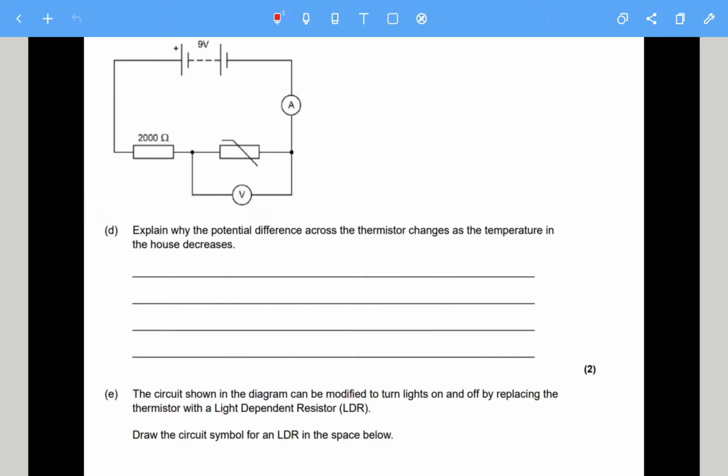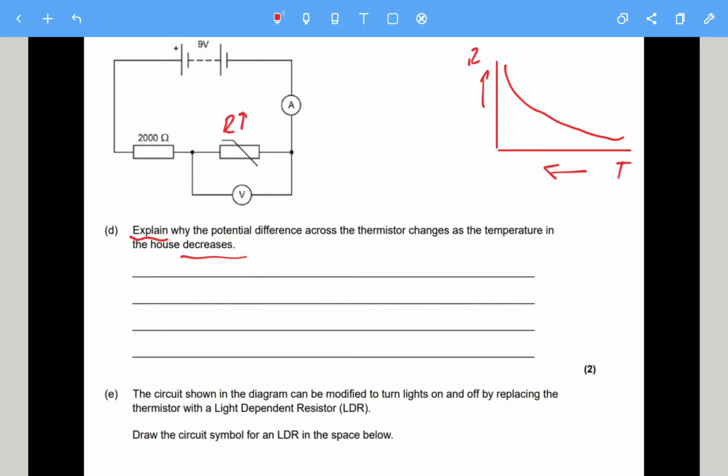So D, explain why the potential difference across the thermistor changes as the temperature in the house decreases. So we need to explain how it changes. What will happen if the temperature in the house decreases? If you remember the graph, so we had resistance against temperature, looks something like this. If the temperature of the house decreases, goes that way, the resistance will increase. So the resistance of the thermistor will go up. That's the first part.